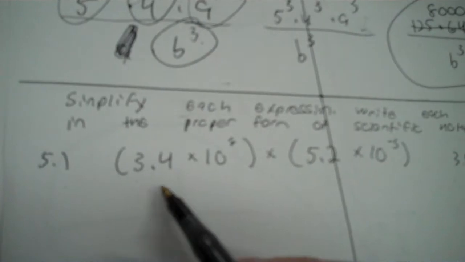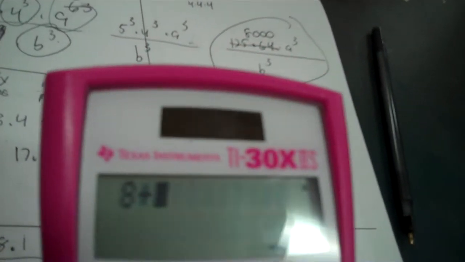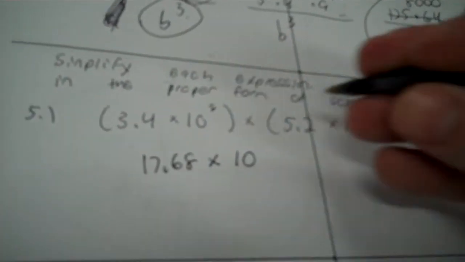Okay, scientific notation. Simplify each expression. Write each expression in the proper form of scientific notation. So you're going to take 3.4 times 5.2, and you're going to take 10 to the 8th times 10 to the negative third. Okay. So 3.4 times 5.2 is 17.68 times 10. Now to find what the power of the 10 is, you add the powers. 8 plus negative 3 is 5. Okay, I add them. Now you've got 2 digits in front of the decimal.